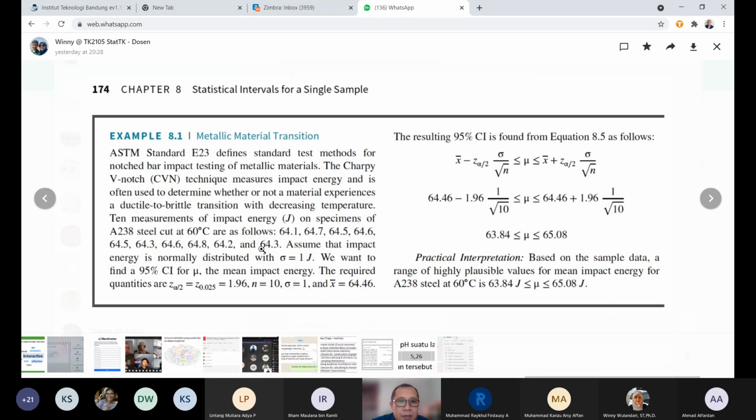The result is this. So these numbers are the result of the Charpy V-notch measurements. Next, we assume that the impact energy is normally distributed with sigma equal to 1 joule.